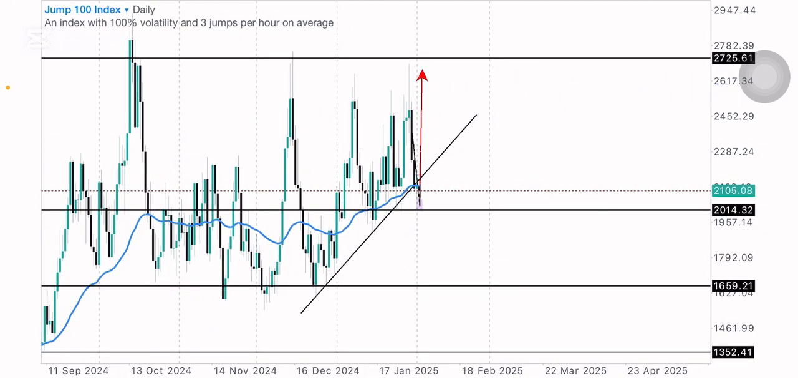But if price doesn't go that way, then it might come down to this key level. That's if it breaks this area. But I don't think it will break it. But let's just watch.